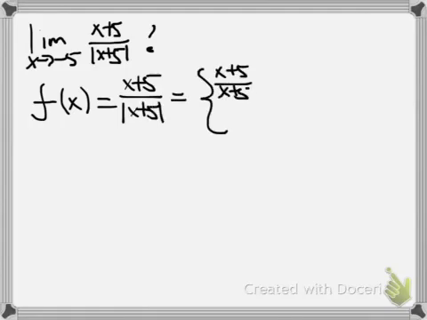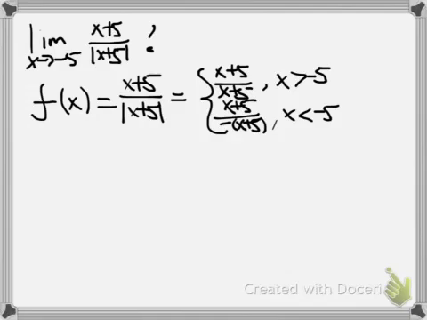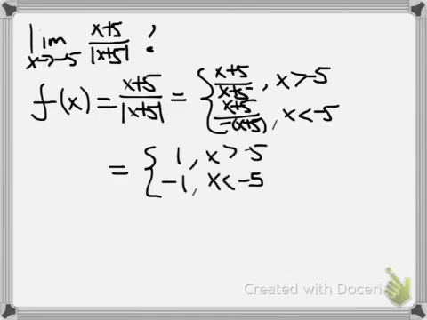And if we think of this piecewise, when x is greater than minus 5, it's (x plus 5) divided by (x plus 5). When x is less than minus 5, the absolute value gives us the negative of (x plus 5), or the opposite. So minus (x plus 5) there for x less than minus 5. And a little bit of simplification shows that the x greater than minus 5 piece is 1, and the x less than minus 5 piece is minus 1.